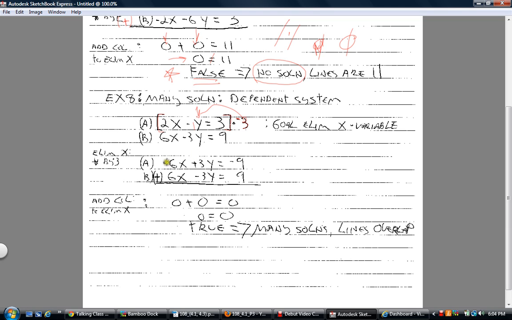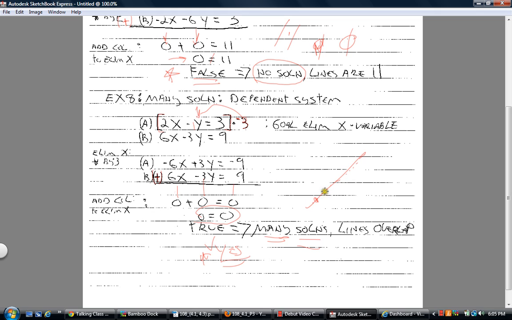Negative 3 times 2x is negative 6x, and negative 3 times negative y is positive 3y. Negative 3 times 3 is negative 9. That's the rewrite of equation A. I leave equation B alone. Notice here I did put the plus sign in my parentheses to tell me to add the columns. Negative 6 plus 6 is 0, and I wasn't expecting that. Then I get negative 9 plus 9. I got 3 zeros all adding up to 0 equals 0. Is that a true statement? Yes. Therefore, you have many solutions, and the lines overlap each other.